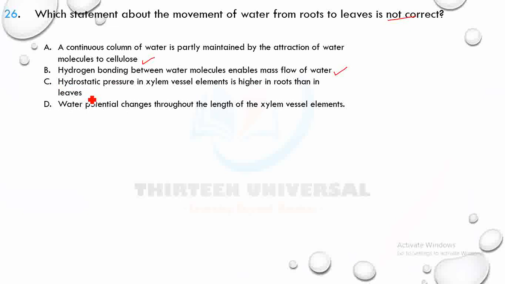C: Hydrostatic pressure in xylem vessel elements is higher in roots than in leaves. Yes, this is correct because there is more water in the root. If this is xylem in the root, there is more water here, and the higher the water, the more the hydrostatic pressure. So C is correct. Now D: water potential changes throughout the length of the xylem vessel.